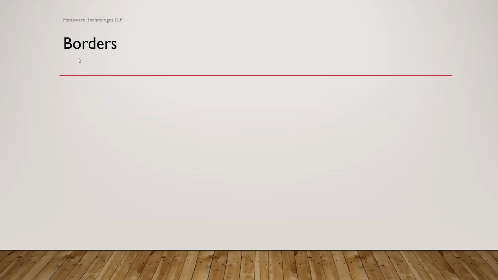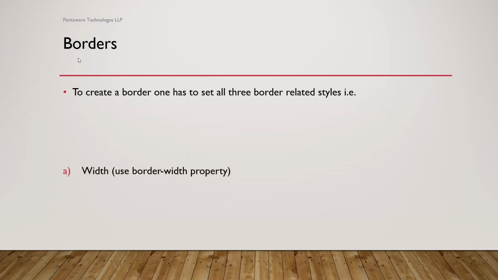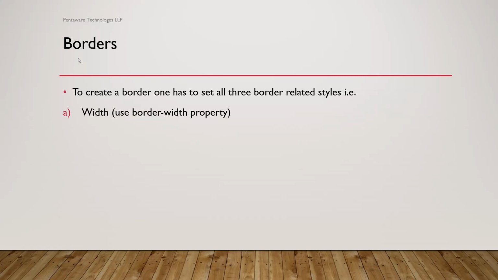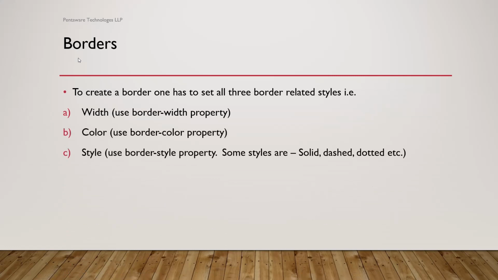So that's all for that. Now about borders. To create a border, one has to set all three border related properties. One is width, for that we should use the border width property. Second one is color, and third is style. For color we should use the border color property, and for style we should use the border style property. Some available styles are solid, dashed, dotted, etc. We'll see that example.